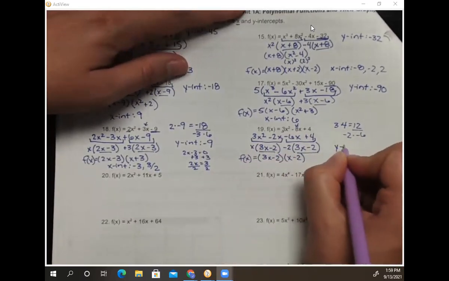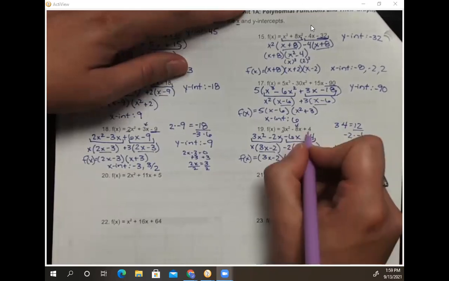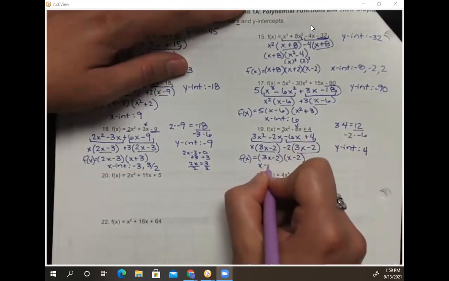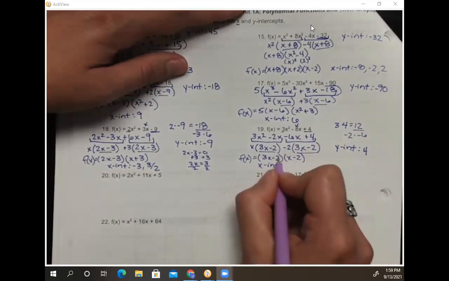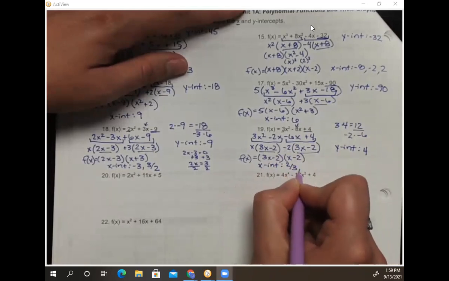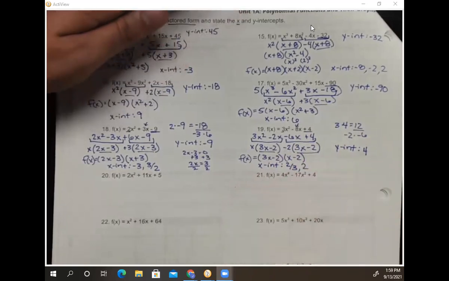Our y-intercept, again, comes from standard form. That would be a +4. And our x-intercepts would be, change the sign, divide by the coefficient, so 2/3 and 2.